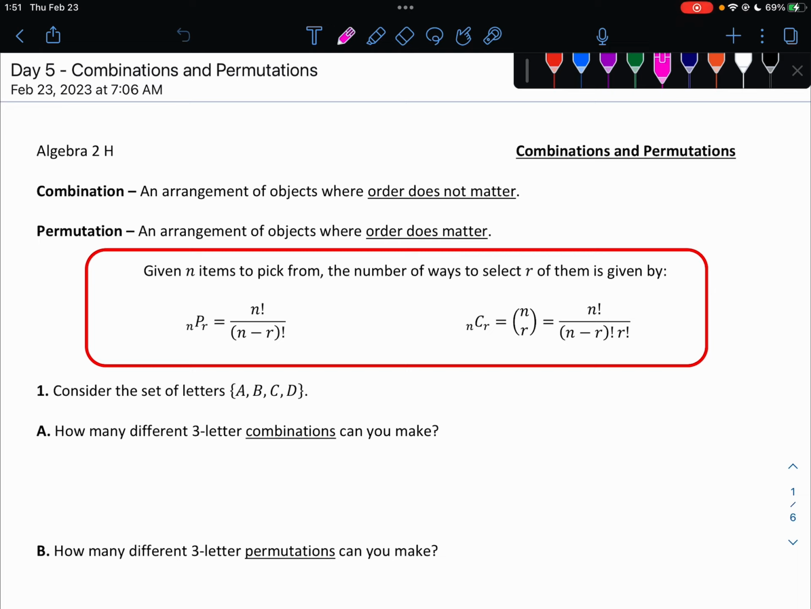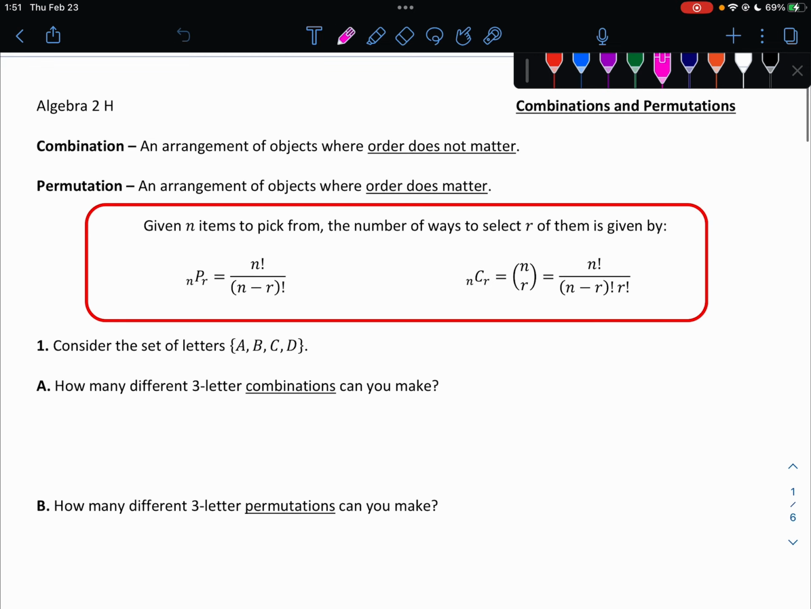So as we go through it, I'll try to explain why each one is what it is. But really, it's just a matter of intuitively thinking about which one, does the order matter in this or not, okay?